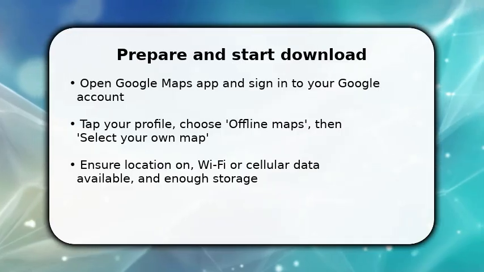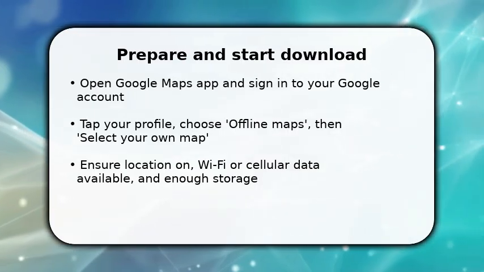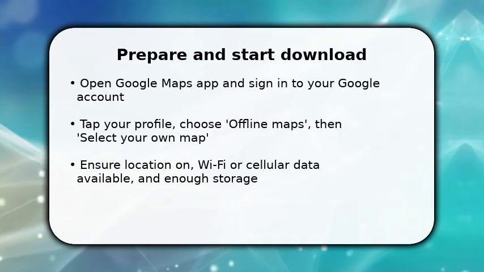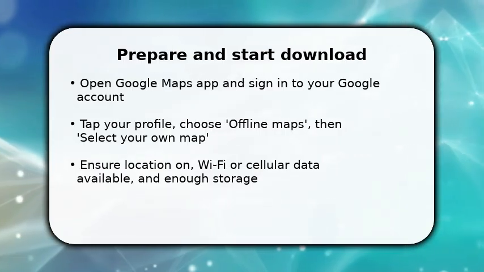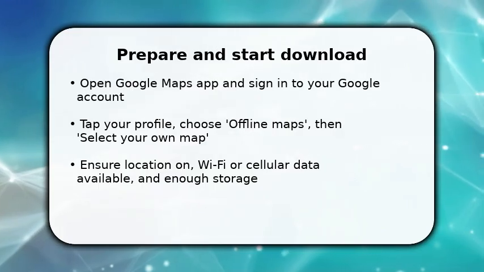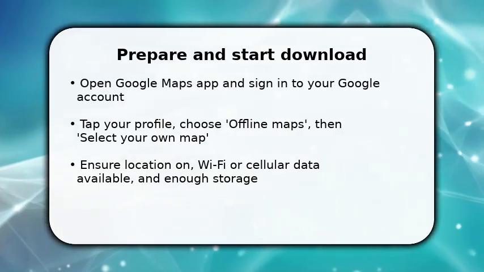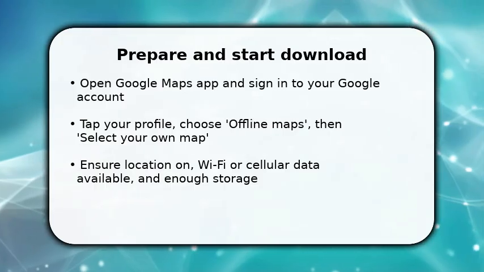You'll begin by opening Google Maps and signing in so your offline areas sync. Next, tap your profile, choose Offline Maps, and select your own map. Once done, zoom and pan to frame the exact area you need. The app shows approximate size and storage. Make sure you have Wi-Fi or sufficient cellular data, and confirm available storage.